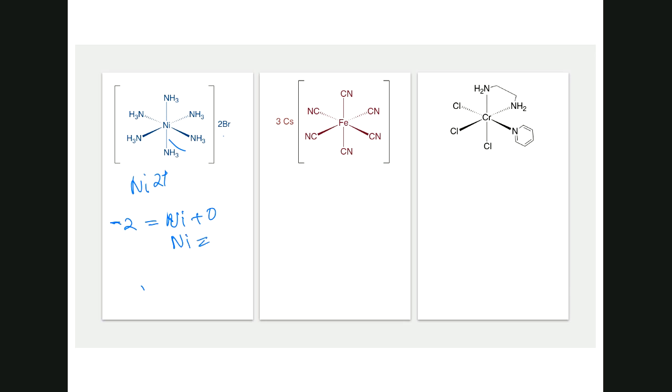+2. All right. For the other one, now our complex ion is an anion, right? And cesium is our counter ion to the iron complex. We have 3 cesium ions, which means the overall charge of the complex is going to be +3. I mean -3.